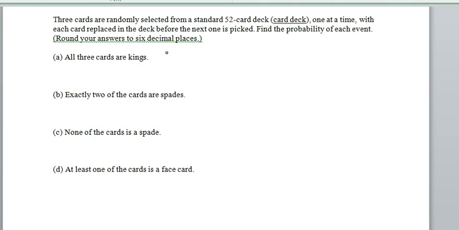Well, in this case, our n is 3. We're going to have 3 trials. The number of kings is going to be 3. That's going to be our success. The probability of a king? Well, there are 4 kings out of 52, or 1 in every suit, 1 over 13. And q, the probability that you do not get a king, would be 12 out of 13.